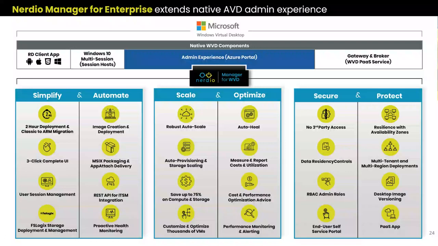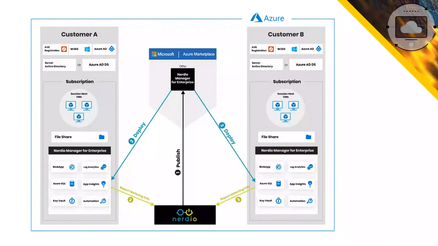Here is, I guess, what Nerdio actually deploys in your environment if you were to take advantage of it. So it actually deploys the web app, log analytics workspace, Azure SQL, App Insights, Key Vault, automation, and Nerdio has no access to your tenant. So the connection that you see there, the number 3, is literally for reporting metrics. So yeah, there's no data being pushed over to Nerdio in terms of users.